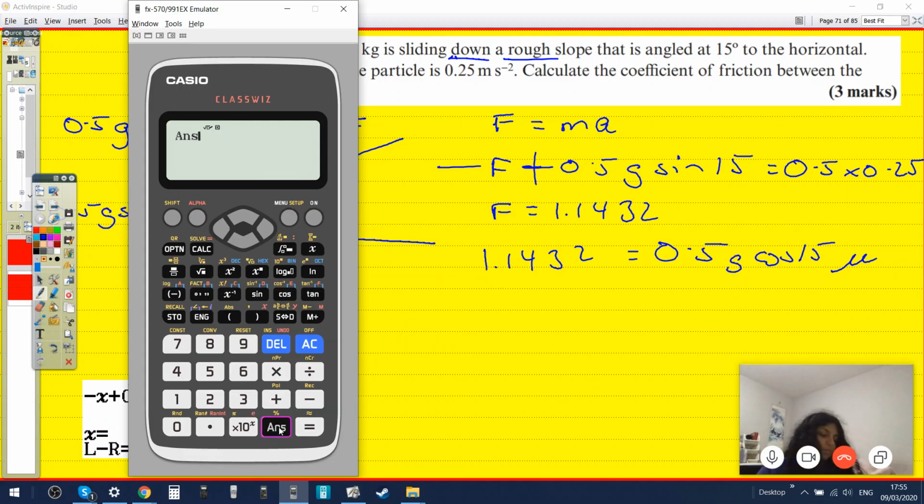Okay, now I got 0.24. Okay. So the direction does matter. Sure does.